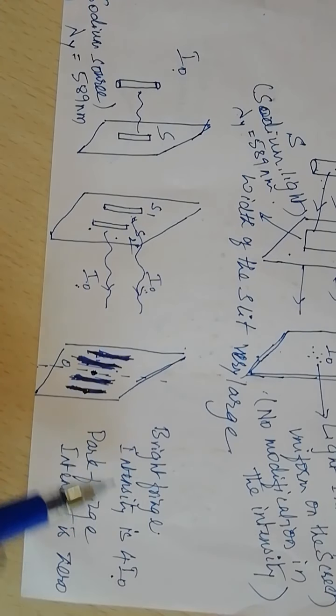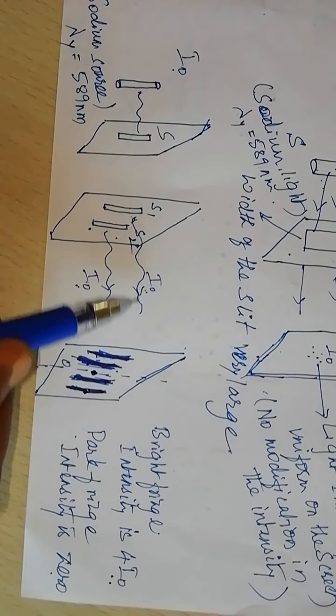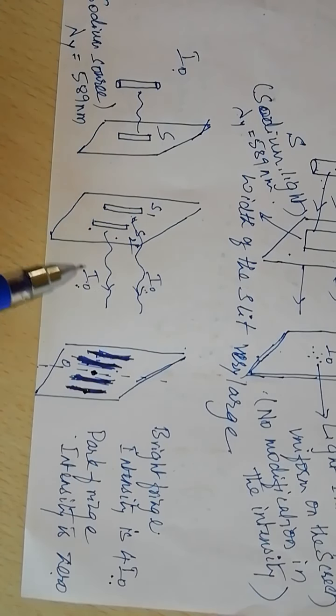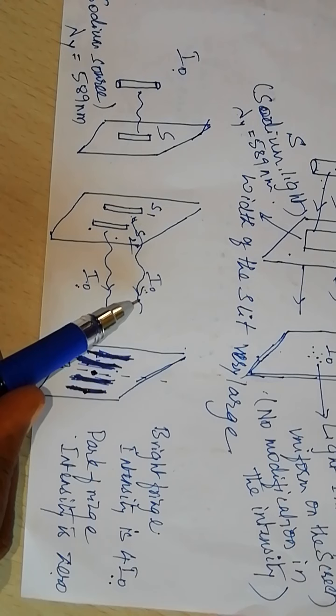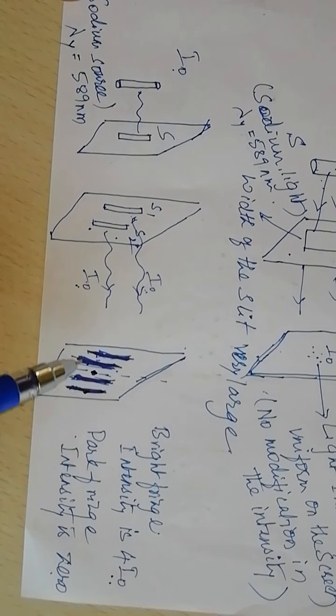That's why the bright fringe intensity is 4 I naught and dark fringe intensity is 0. Suppose the intensities of light from S1 and S2 are I1 and I2, with amplitudes A and B. If the amplitudes are not the same, then at the point where destructive interference takes place, the dark band is not completely dark. Some light will be there on the screen where destructive interference takes place.